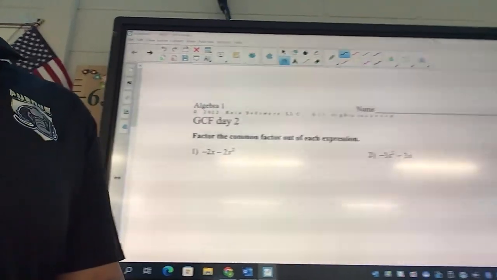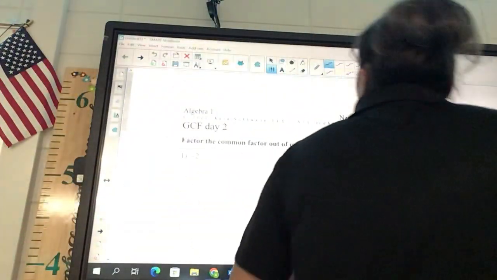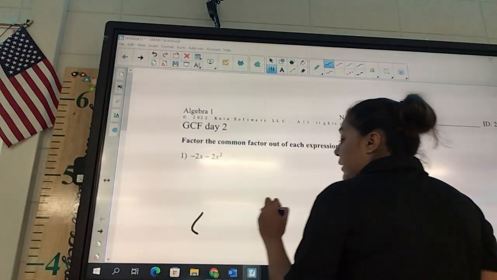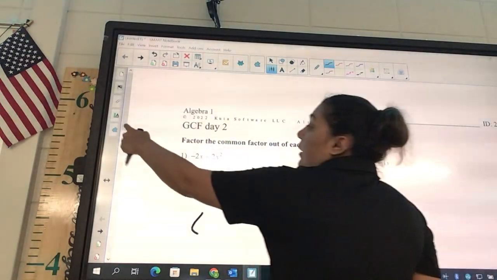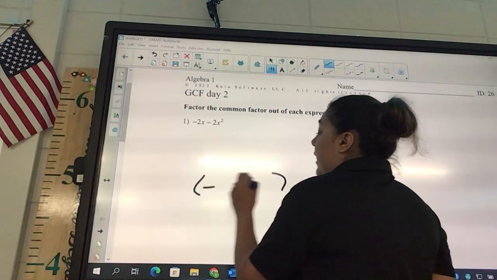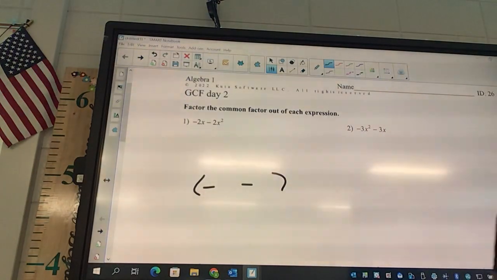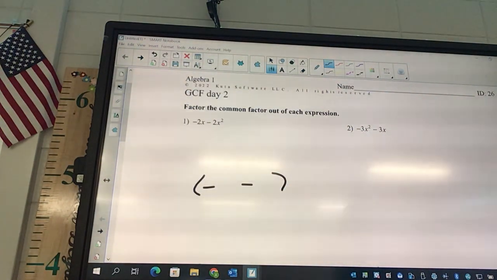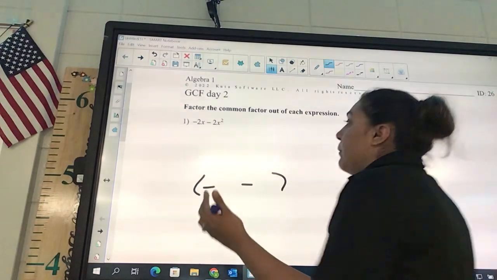If we look at number 1, we start with the letters or the numbers first. So we're going to draw our parentheses. Okay, and we're going to put our signs back wherever they're at. Okay, and then this method seemed to work for most.